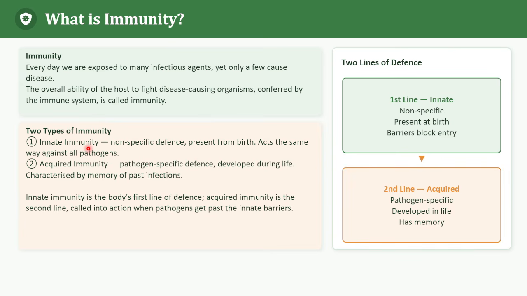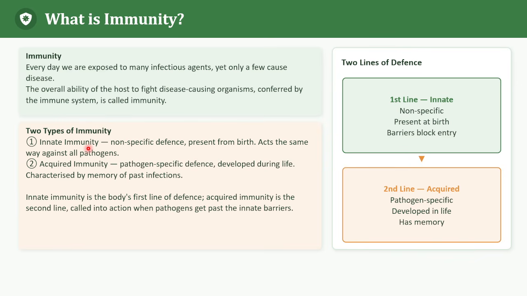Then what is this innate immunity? The defense we are born with. Innate immunity is the defense we are born with. And acquired immunity is specific defense that develops during our lifetime and it has the ability to remember the previous encounters. So just think of your body as a fort.